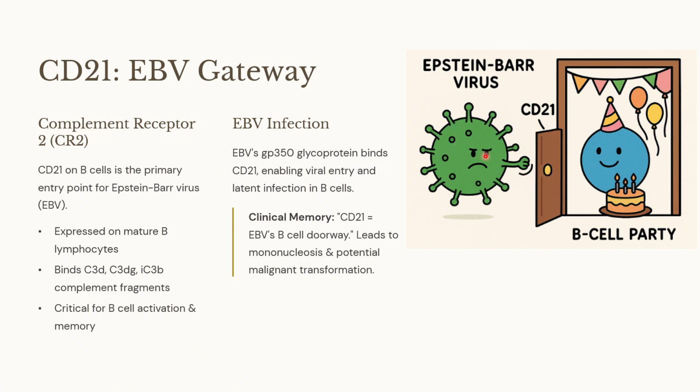This is expressed on mature B lymphocytes. There is a B cell. So when the Epstein-Barr virus's gp350 glycoprotein binds to CD21, it enables viral entry and latent infection in B cells, leading to mononucleosis and potential malignant transformation of the B cells.